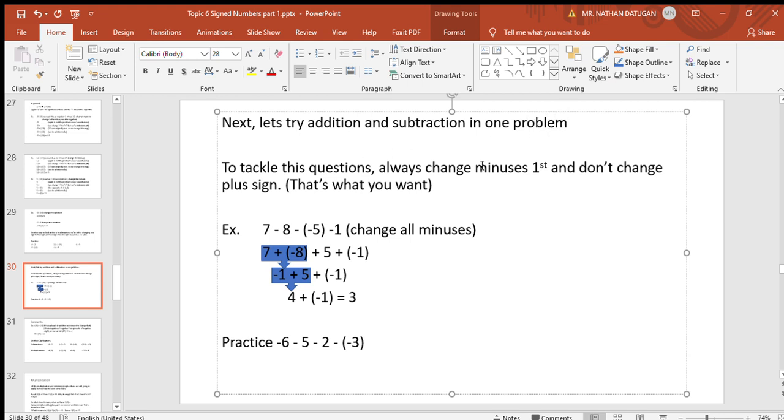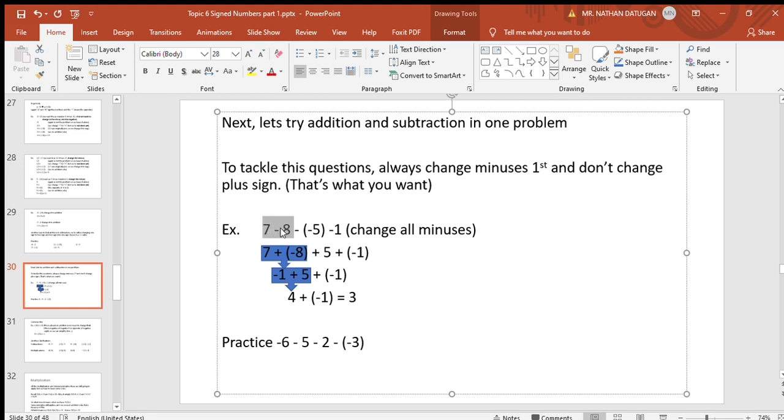To tackle this kind of question, we're just going to change all the minus. So first, don't change the plus signs, because plus signs is what you want. So we have 7 minus 8 minus negative 5 minus 1, and we're going to change all the minuses to plus, to add. So let's start with this one.